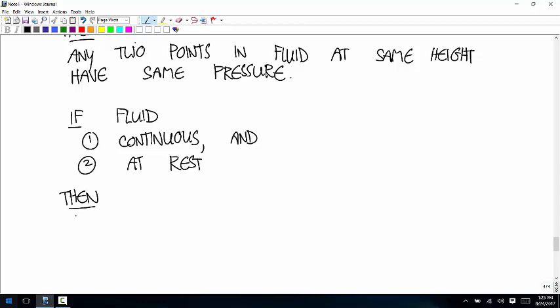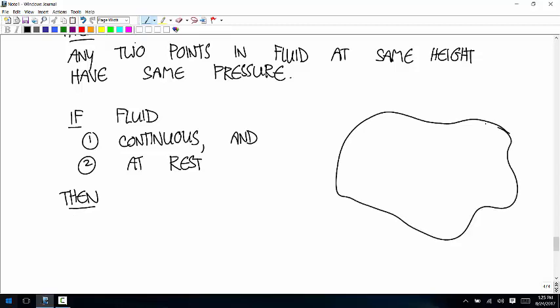Then, I need to draw a picture for this one. Okay, so this is the fluid. So let's call this location 1 and this location 2. And they're separated a height of h. It doesn't matter horizontally how far apart they are. Then the pressure at point 2 is equal to the pressure at point 1 plus rho g h.